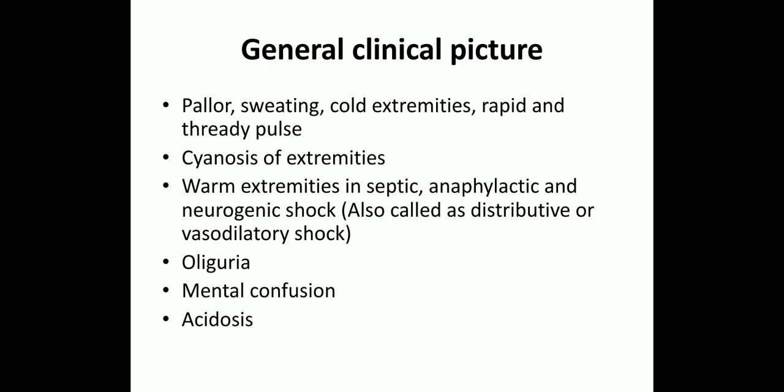Then what is the clinical picture? Patients present with pallor, sweating, cold extremities. But in some shocks there are warm extremities, like septic, anaphylactic, and neurogenic, because in these there is vasodilation. Rapid pulse, there is tachycardia and the pulse is steady. Cyanosis, oliguria, mental confusion, and there is acidosis. Why is there acidosis? Because anaerobic cycle can occur in this, and in the anaerobic cycle you know that there is formation of lactic acidosis.